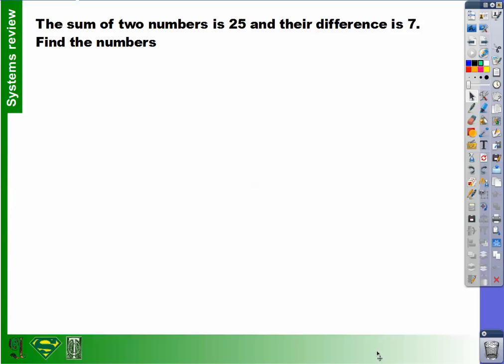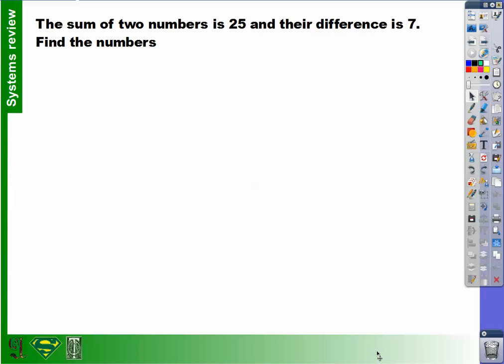Does anyone know what the two numbers are yet? Yeah, Sean? 7 and 18. 7 and 18. So we should get an answer of 7 and 18. Okay? I don't care about the answer. 9 and 16? That's what I got. Okay. That's what everyone else got. Okay, 9 and 16. So we know the answer. We don't really care that you know the answer. This is about the process. It's okay, Sean. All right.